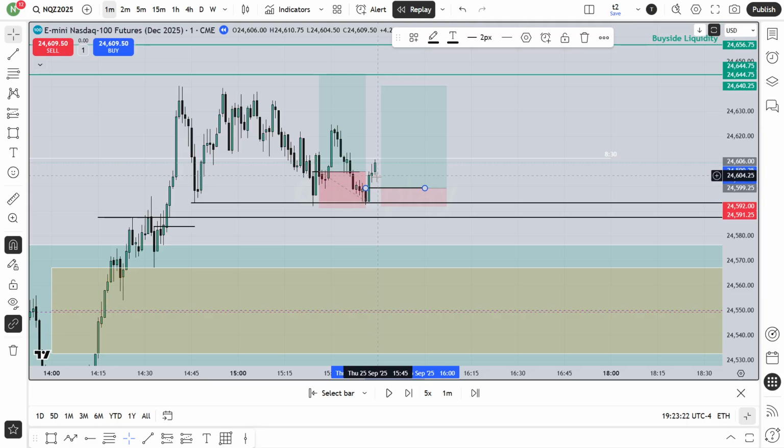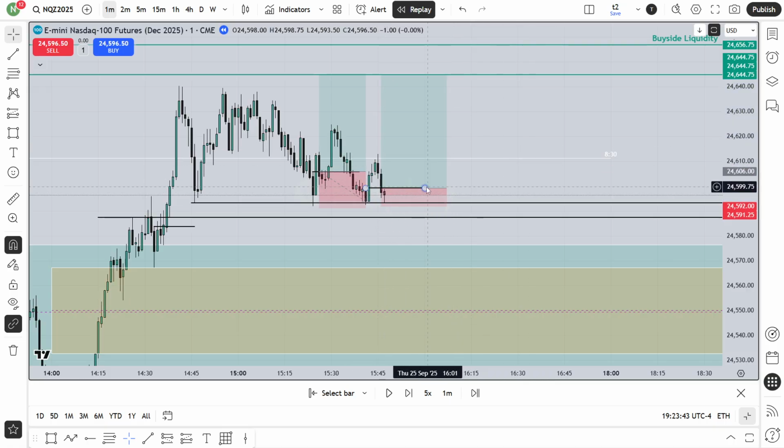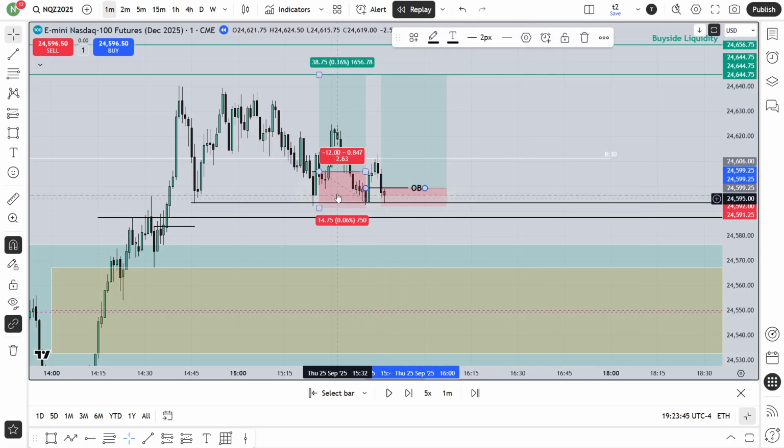So I have to count the five candles. Within five candles, it has given me the order block entry opportunity, and I will take the entry from there, and the stop loss will be below this low. Same kind of target, because this buy side liquidity is still intact over here. And you can see here, one, two, three, four. Within four candles, I got the entry opportunity from this order block as well.